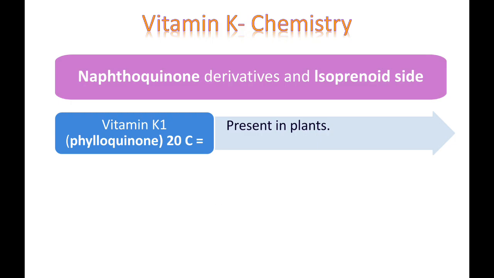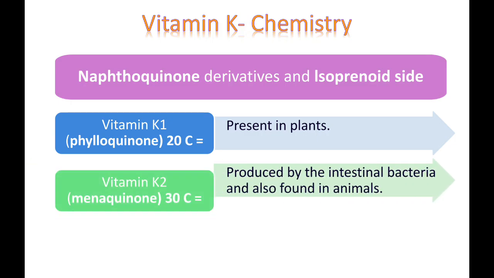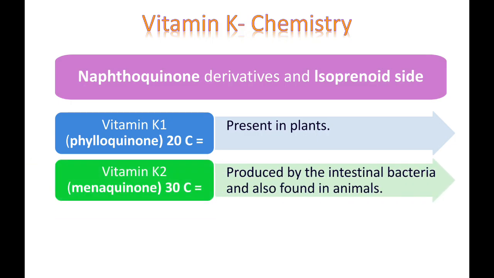There are three different forms of vitamin K available. One is vitamin K1, that is phylloquinone, with a 20 carbon isoprenoid side chain. Vitamin K1 is present in plants. Next is vitamin K2, that is menaquinone, which contains a 30 carbon isoprenoid side chain. Vitamin K2 is produced by intestinal bacteria and is also found in animals.